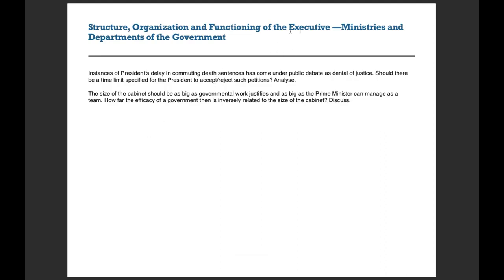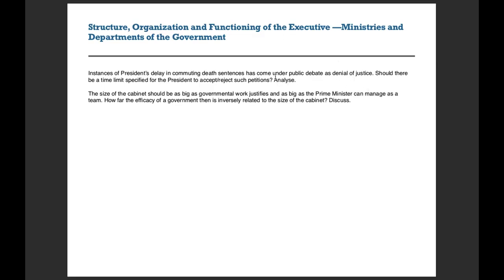Then there is a third topic, the executive, the different ministries. By executive, you mean the prime minister, the president, the chief minister at the state, the governor. All these kinds of questions are generally asked, on the role and power. If you study the president, you will study the power of the president, and they have asked a question on the president's power of commuting death sentences, and how it leads to delay and denial of justice. So what can we do about it?